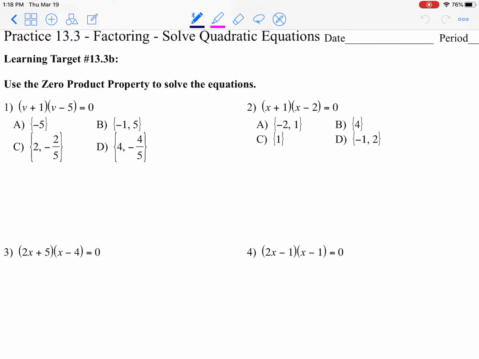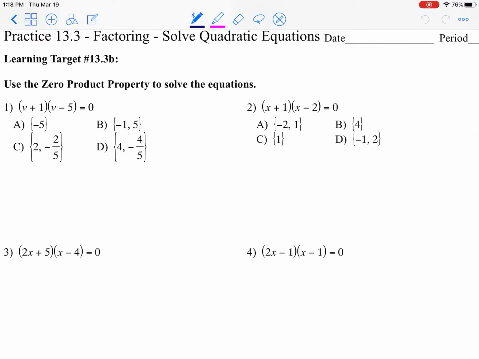Good morning. Today we're going to work some example problems from practice 13.3, solving quadratic equations by factoring. The first four problems, the directions say use the zero product property to solve the equations.